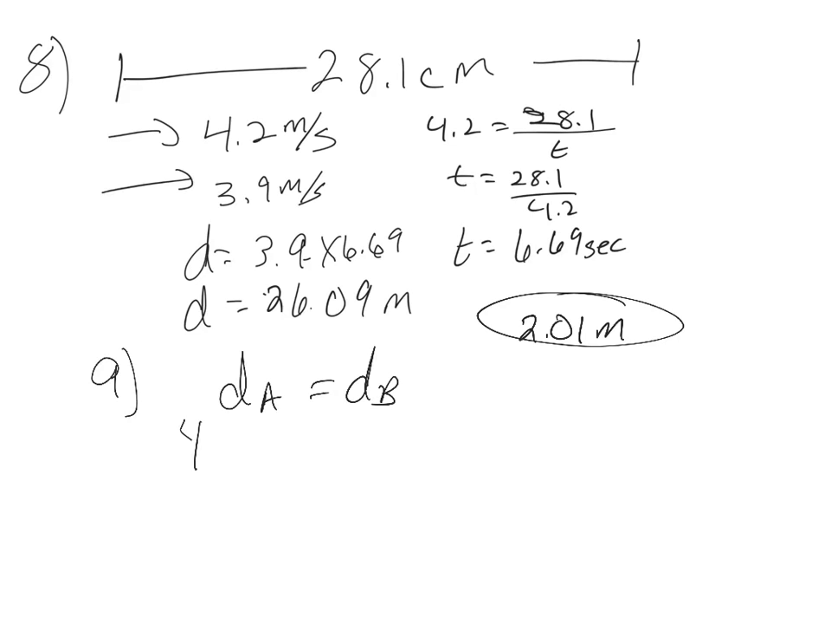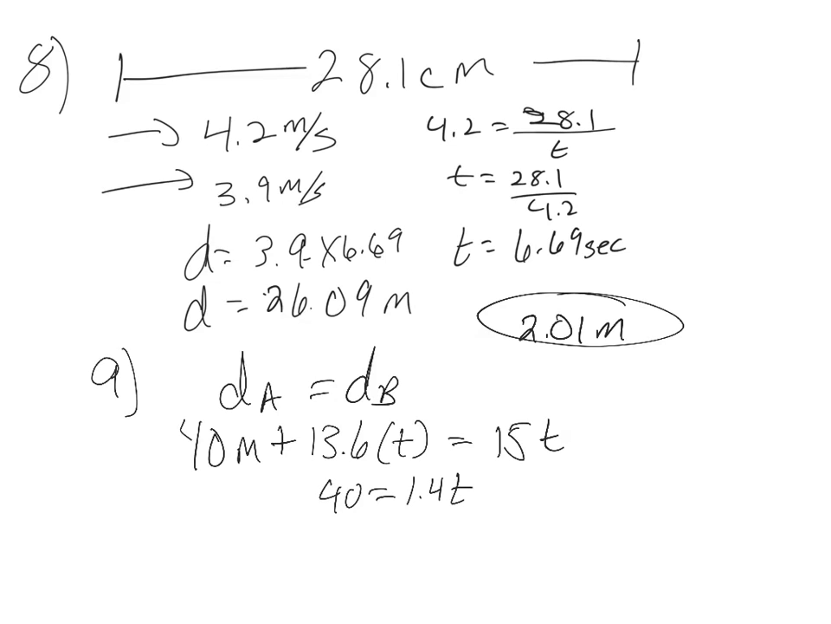So I'm going to keep 40 meters on A because he gets a head start. And then I'm going to figure out how far he would go, which would be 13.6 times t. And then I'm going to figure out how far B would go, which would be 15 times t. And then I'm going to solve for t. So 40 equals 1.4 t. 40 divided by 1.4 is 28.6 seconds. And so that's the answer to A.